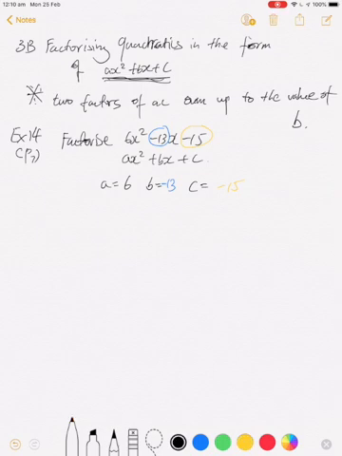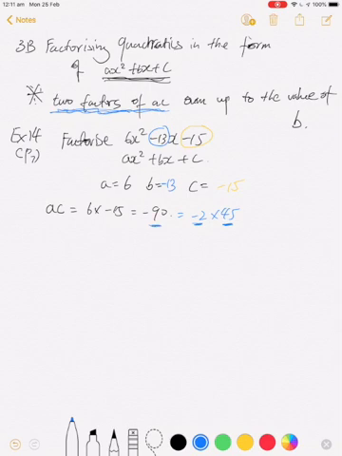After identifying the values of a, b, c, we now find AC. AC is equal to 6 times negative 15, which gives negative 90. Here is the part where we said two factors of AC, so we just need to find two factors. For example, it can be negative 2 times 45, which gives negative 90. Negative 2 is one factor of negative 90, and 45 is another factor of negative 90.